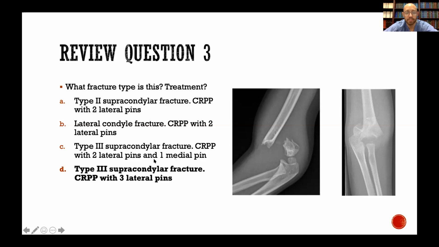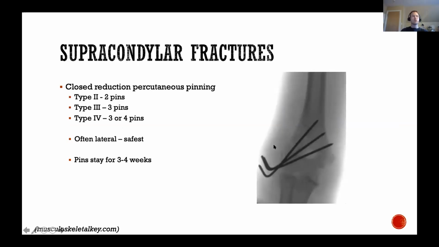However, if you do add a medial pin, any pins crossing over are going to be the most stable. However, if you start a pin on the medial side, you have to watch out for the ulnar nerve, and that could potentially give you an injury. So the best treatment and the most common is going to be your 3 laterally based pins. A way to remember this is for type 2s, you usually do 2 pins, type 3s are 3 pins, and type 4s are 3 or 4 pins. And this is an image to show that diverging pattern of the pins.